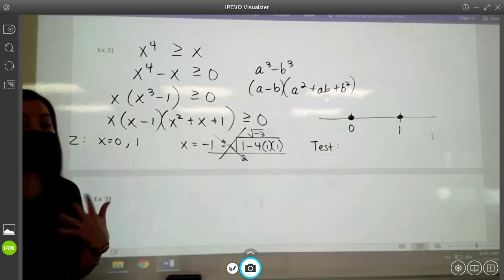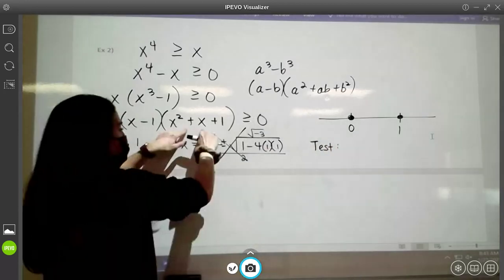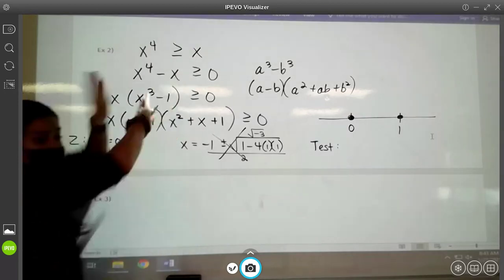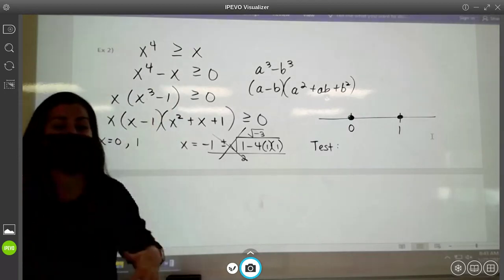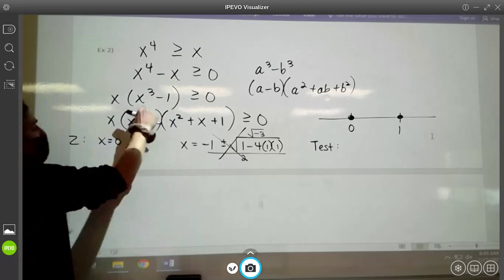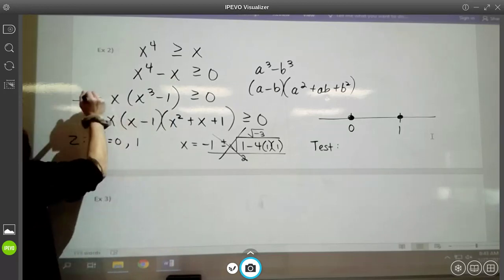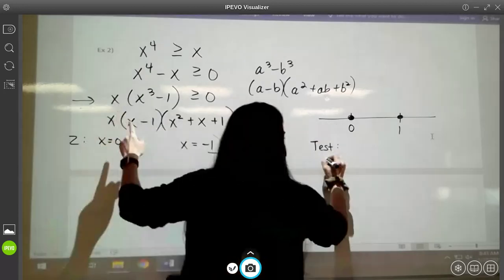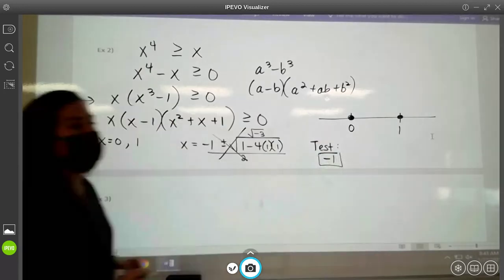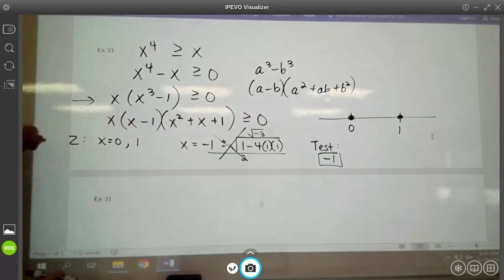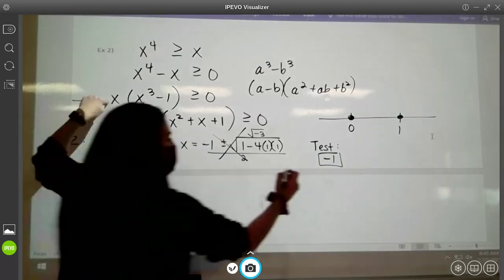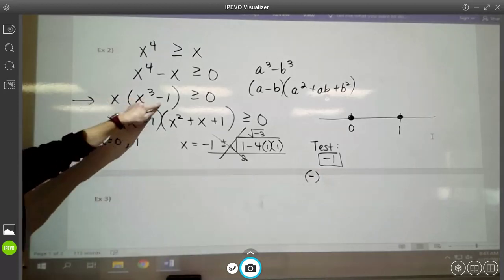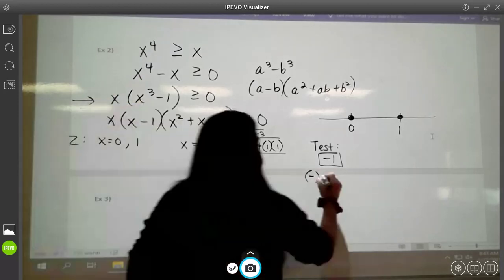Now again, you can test using this expression. You can test using the original expression, whichever one you feel is easier. I actually feel that this one is the easier one to test with. So I'm going to use this one to test. All right, so I'm going to test negative 1. If I plug a negative 1 in, clearly that'll be a negative number. Negative 1 cubed will stay negative, and then minus 1, it'll still be negative.